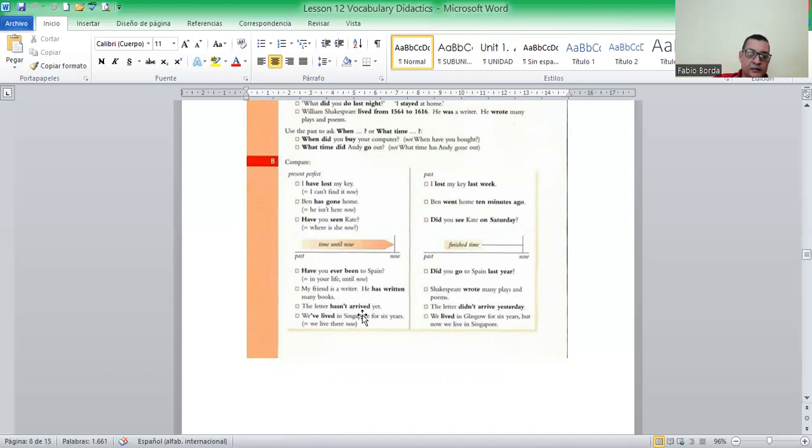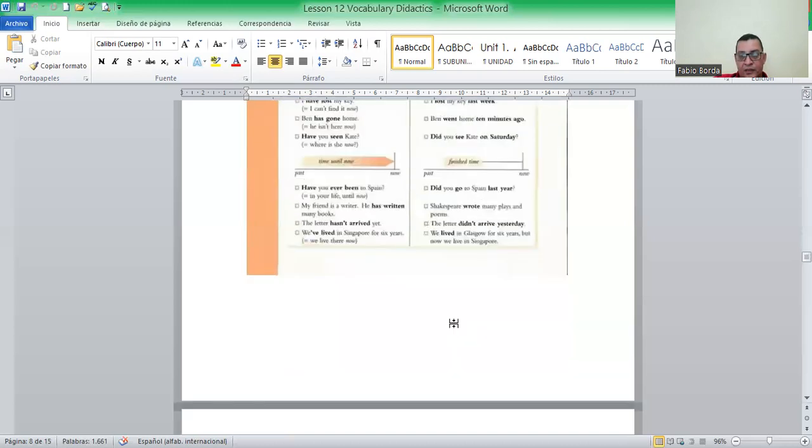The letter hasn't arrived yet. The letter didn't arrive yesterday. You can compare the different grammar structures in these types of things, present perfect and past. The letter hasn't arrived yet. We have lived in Singapore for 6 years. We lived in Glasgow for 6 years, but now we live in Singapore.